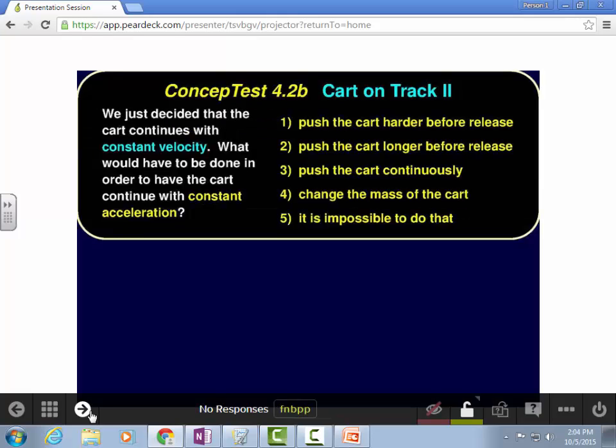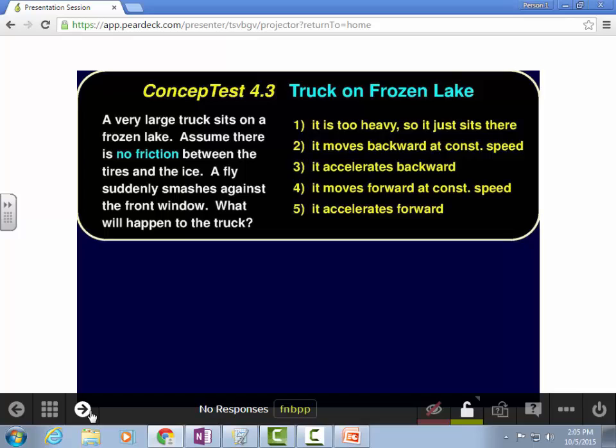All right. We just decided that the cart continues with a constant velocity. What would you have to do to keep it at a constant acceleration? There you go. You push the cart continuously. That is correct. All right, truck on a frozen lake.